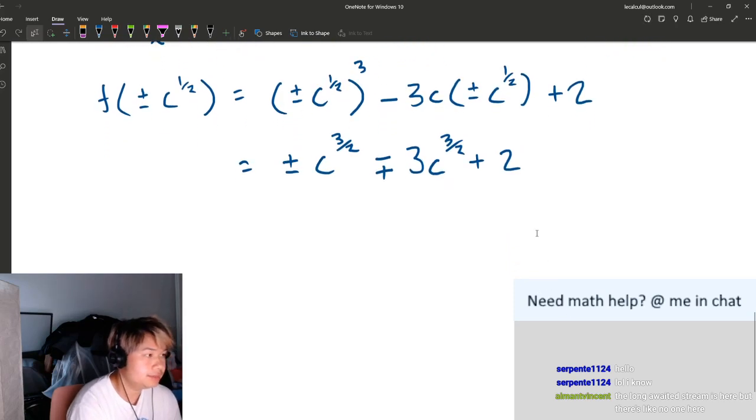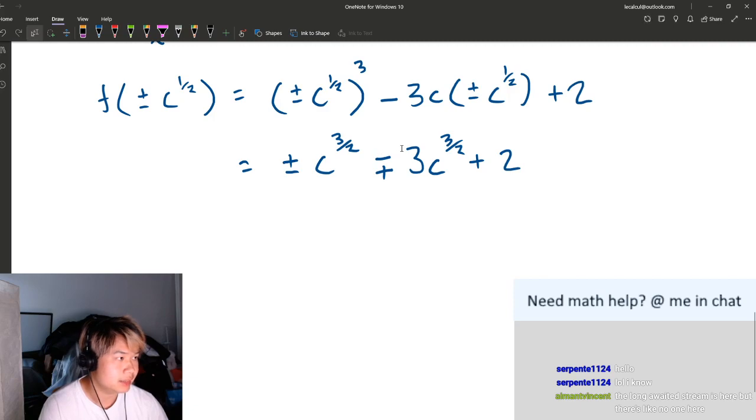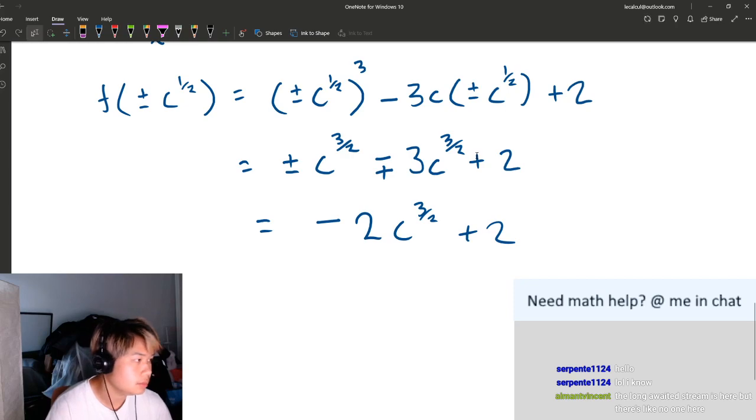Okay, so now, if we follow the plus, then the second term needs to be minus. And so what happens is you're going to have c to the power 3/2 minus 3 c's to the 3/2. So you're going to end up with negative 2c to the 3/2 plus 2. If you decide to plug in the negative c to the 1/2, you're going to have negative c to the 3/2 plus 3 c to the 3/2. So then this ends up being the positive version.